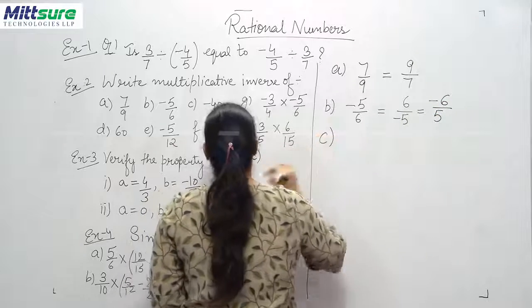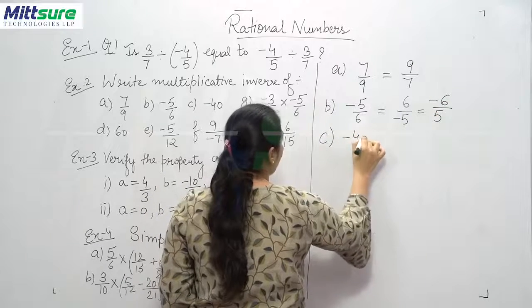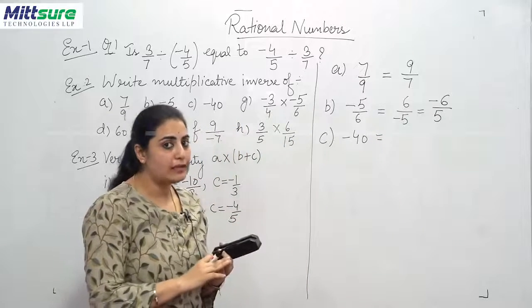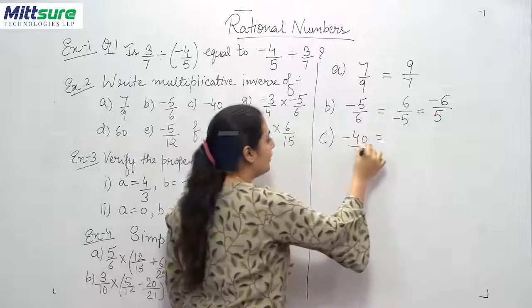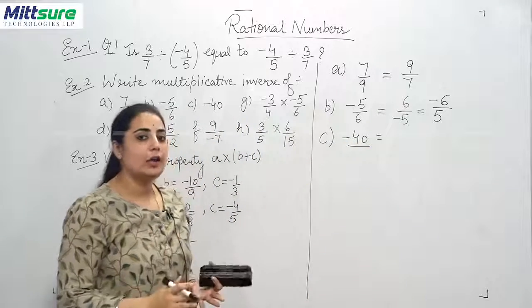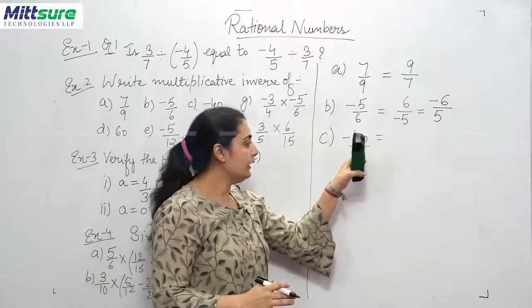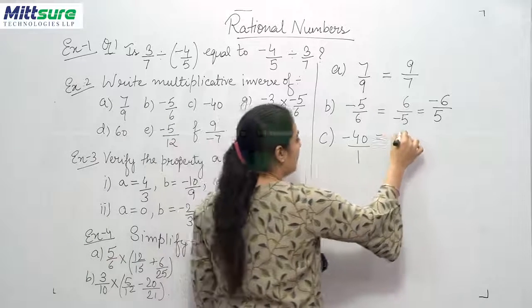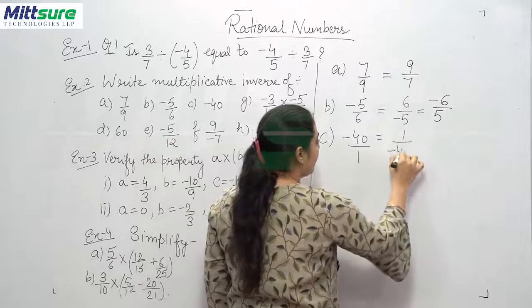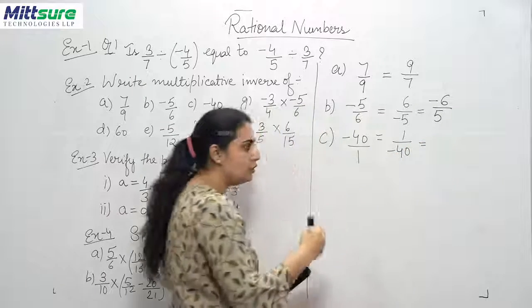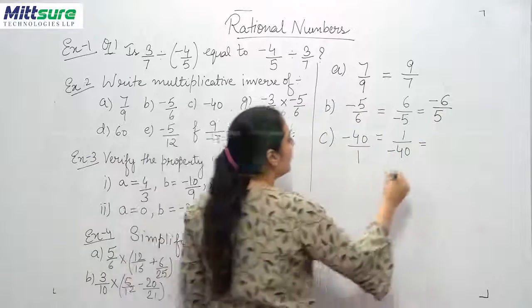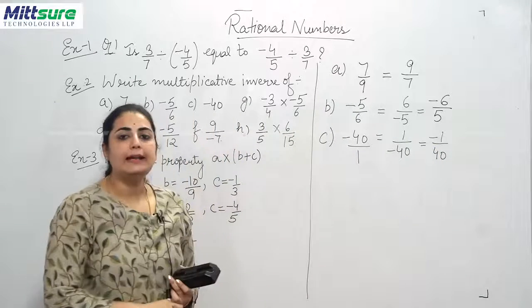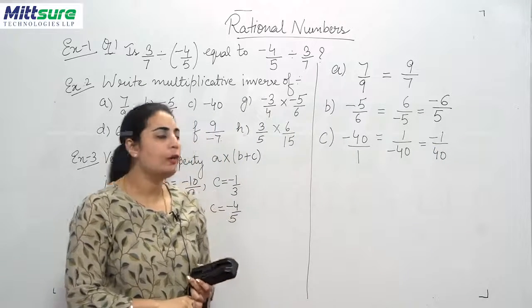Then we have the next one, that is minus 40. When you are going to write the multiplicative inverse of minus 40, what is there in the denominator? Nothing. But it is not like that. In the denominator, the number is 1. So it will become 1 upon minus 40. When it is changed to standard form, it will become minus 1 upon 40. So this is how we write the multiplicative inverse of the following number.